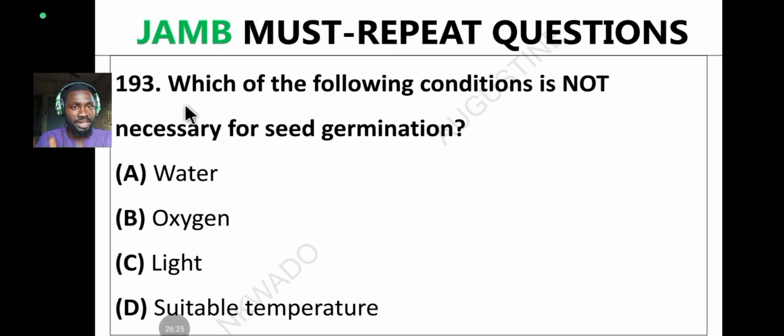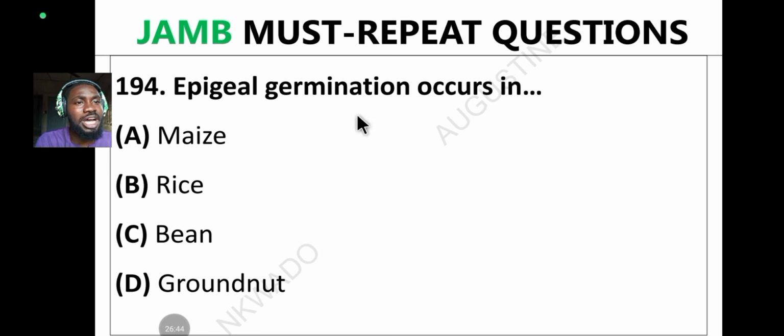Question 193. Which of the following conditions is not necessary for seed germination? A. Water. B. Oxygen. C. Light. D. Suitable temperature. What's the answer? Can you give me that answer in the comment section? I taught you. Question 194. Epigeal germination occurs in what? A. Maize. B. Rice. C. Bean. D. Groundnut. What's the answer? Give me the answer in the comment section, my scholars.